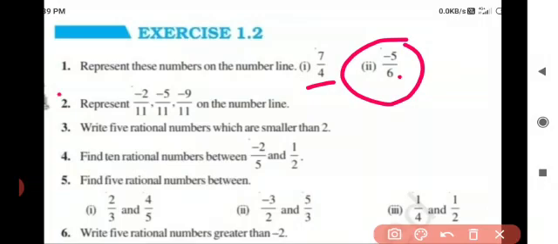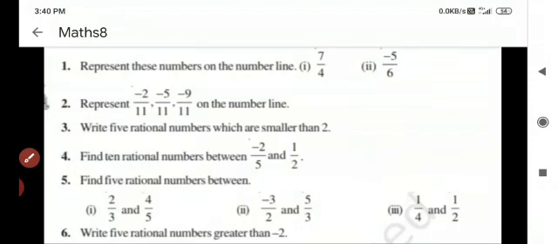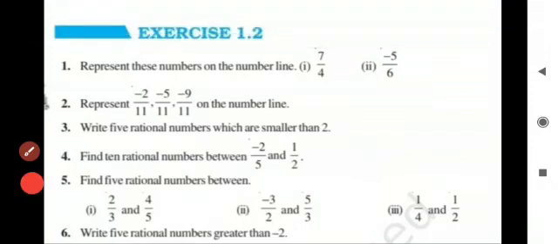Likewise, number 2, represent minus 2 by 11, minus 5 by 11, minus 9 by 11 on the number line. So you draw the number line, you easily locate 0, then minus 1 by 11, minus 2 by 11, minus 3 by 11. So you can easily frame 3 numbers on the same number line.